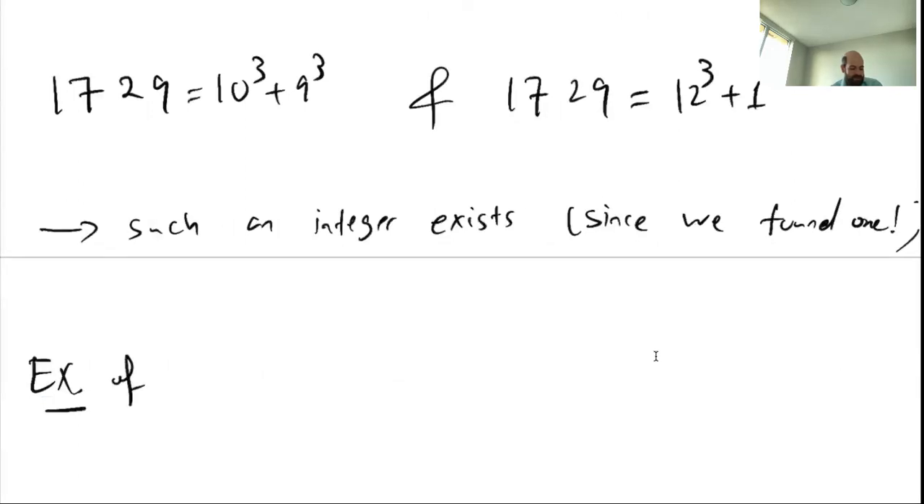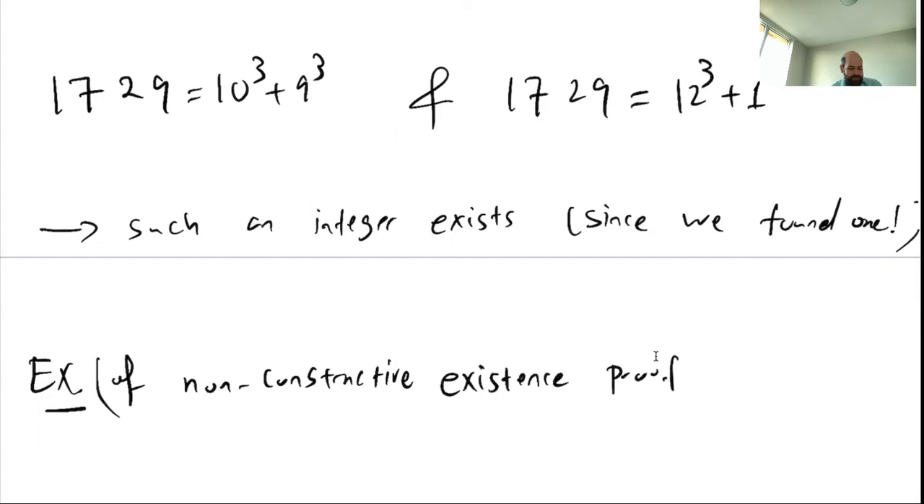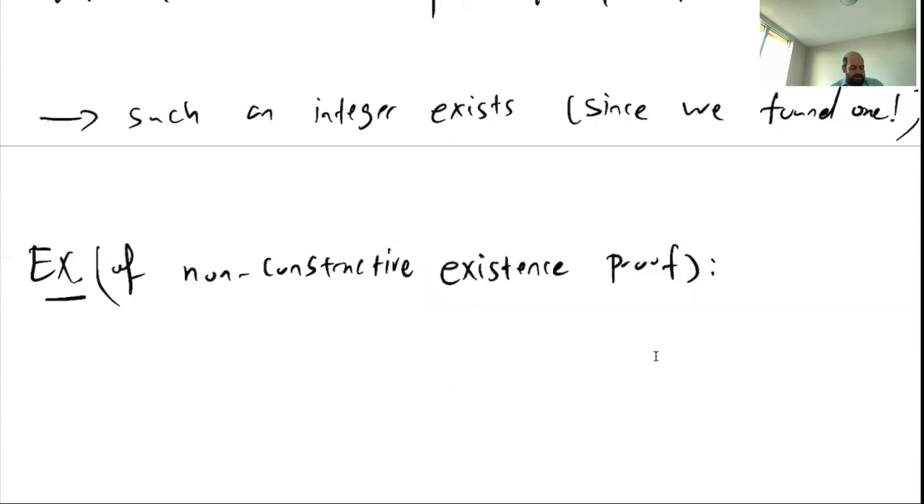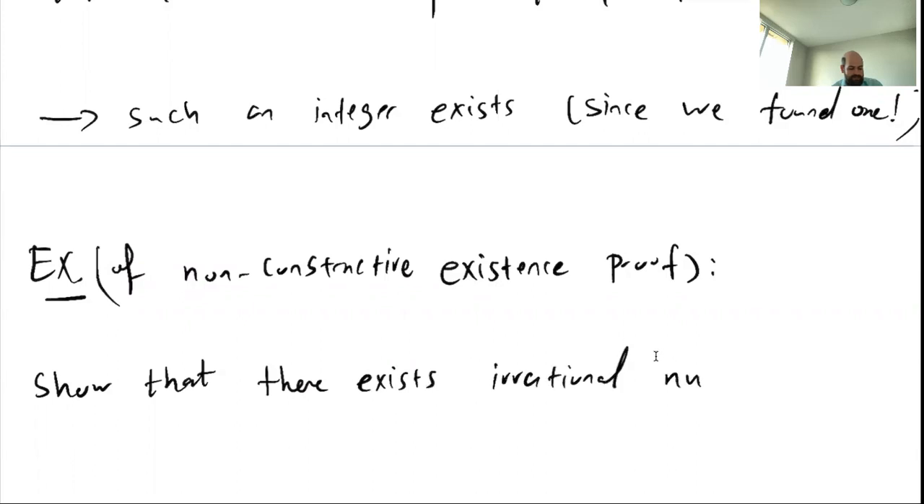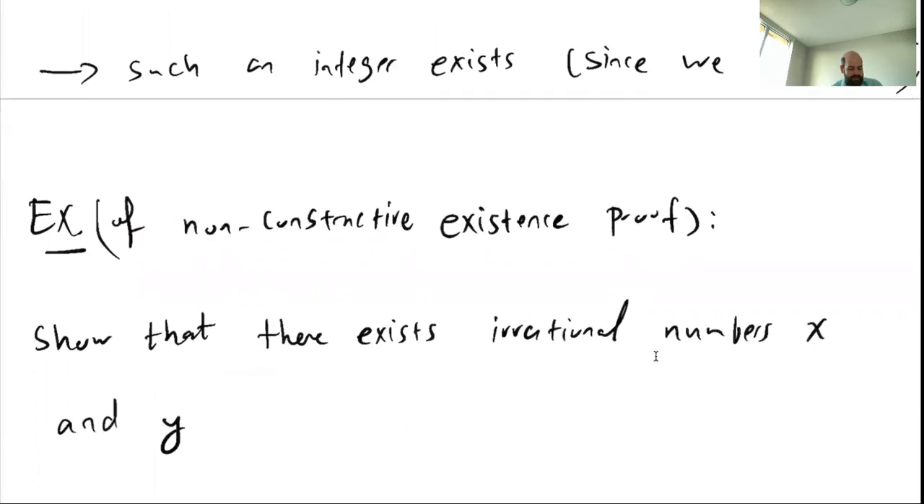Now, an example of a non-constructive existence proof. Show that there exist irrational numbers x and y such that x to power y is rational.